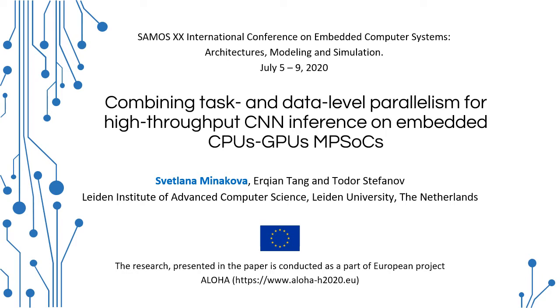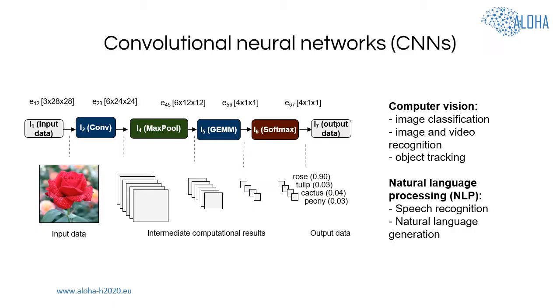In this video, I am going to present my research paper called Combining Task and Data Level Parallelism for High-Throughput CNN Inference on Embedded CPUs-GPUs MPSoCs. In this paper, my co-authors and me propose a novel methodology for efficient execution of convolutional neural networks on embedded MPSoCs. As you can hear, my topic sounds pretty complicated, and therefore I would like to start with some background necessary for understanding of the proposed methodology.